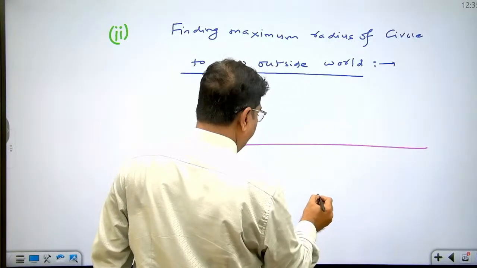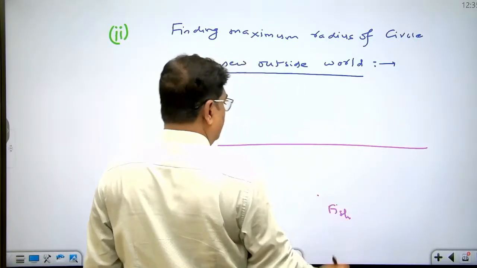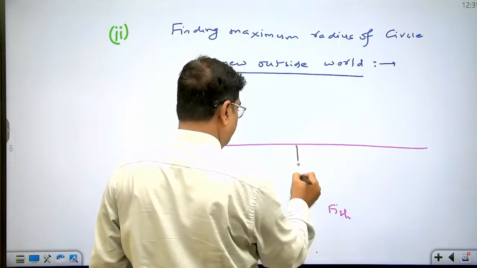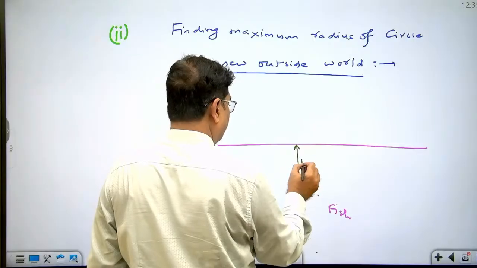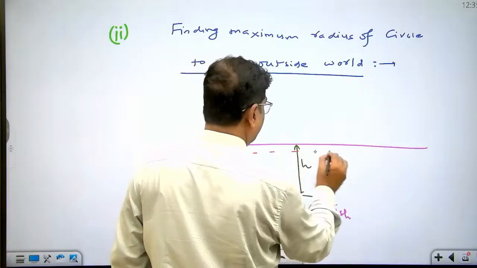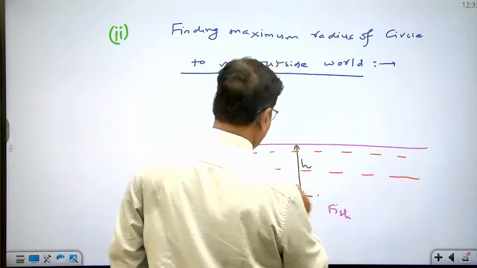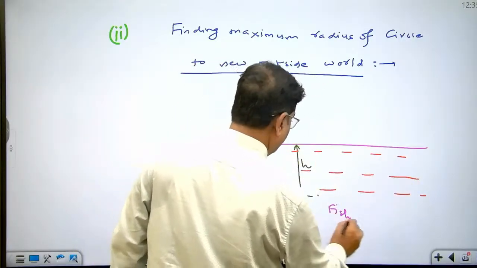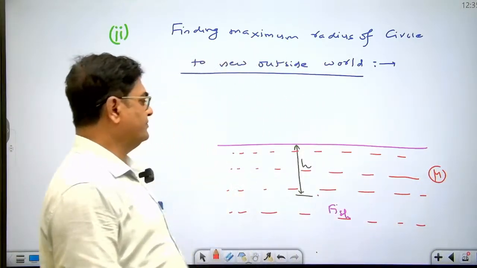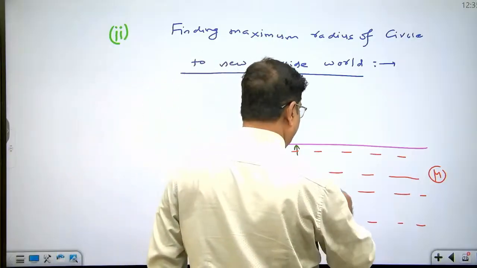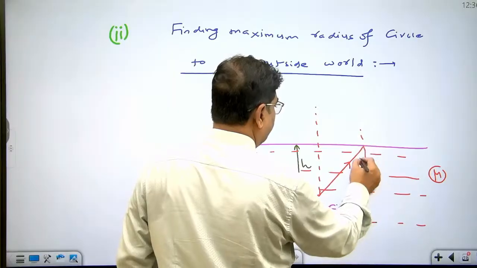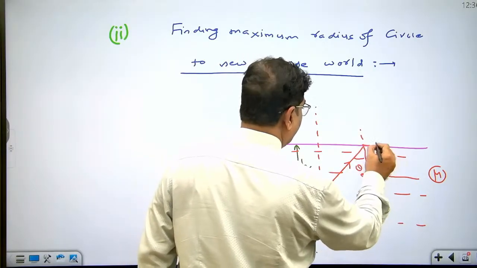Dear student, here is a fish located at a distance h from this medium interface. Here the refractive index is mu. Then the maximum angle in which the fish can see the outside world, this is theta c, the critical angle, because the light ray will move here.